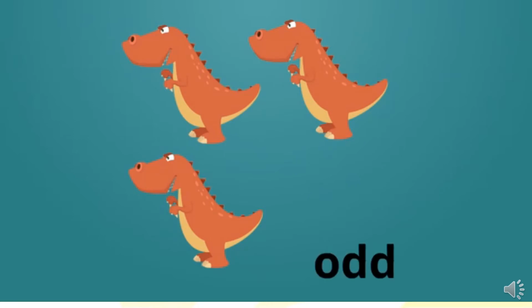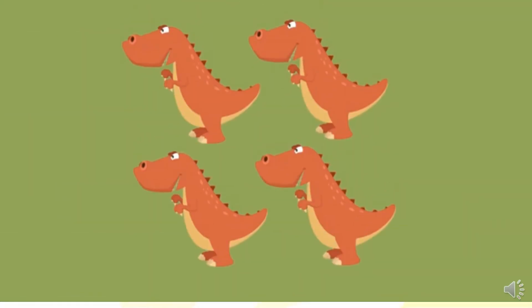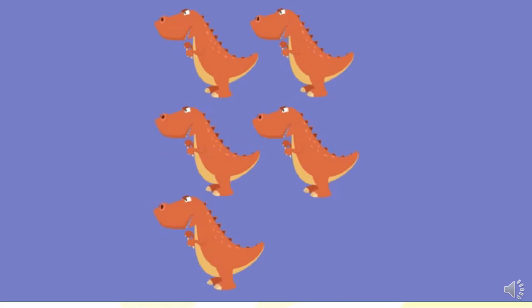3 is odd. Here we have 4 dinosaurs. Now we're looking for groups of the number 2. We have 2 groups of 2 here, so that means it's an even number. Now look at these 5 dinosaurs. Look at the 1 on the bottom. It doesn't have a friend. So 5 is an odd number.